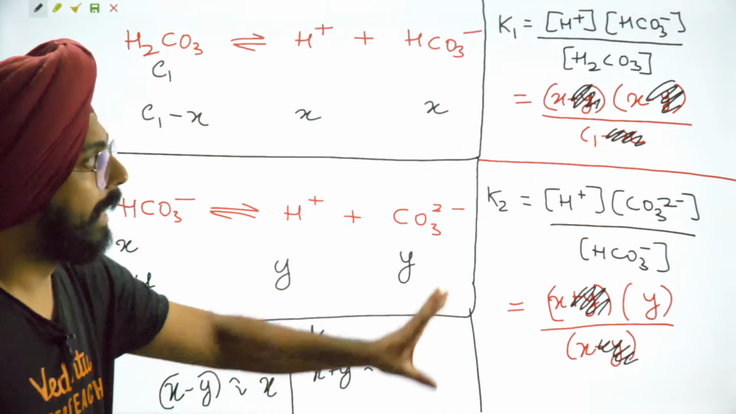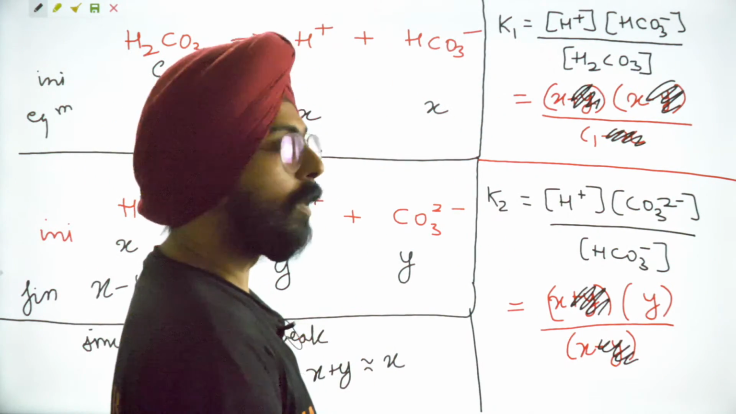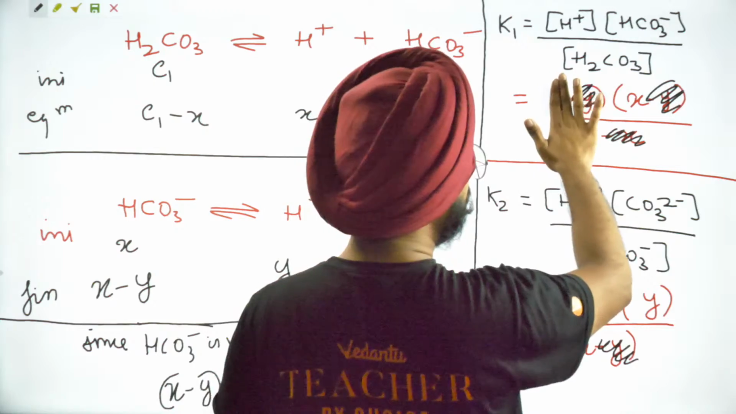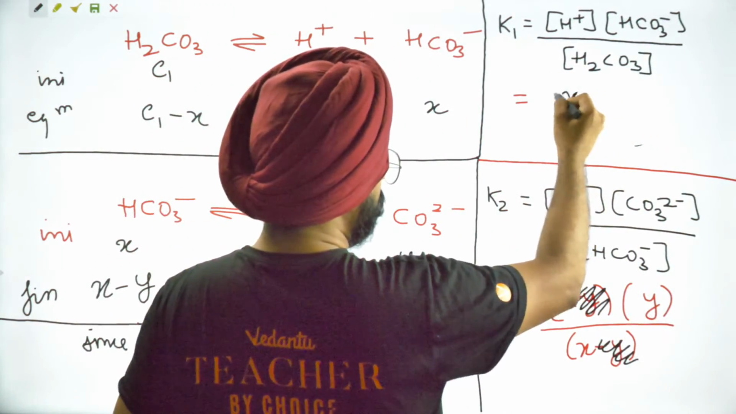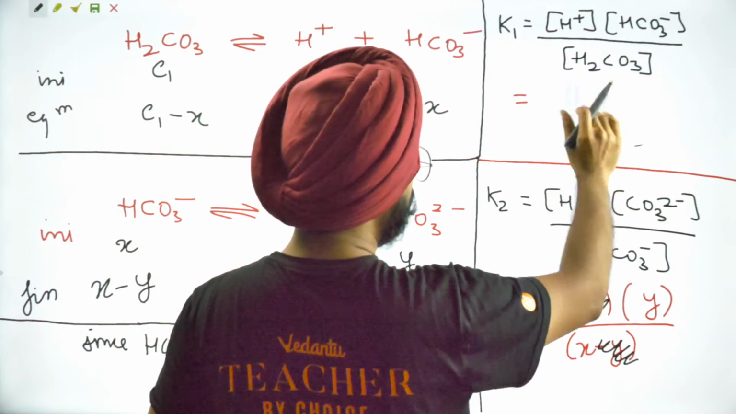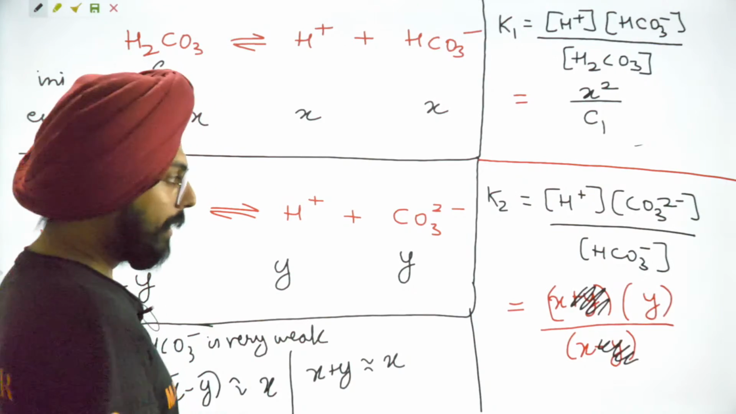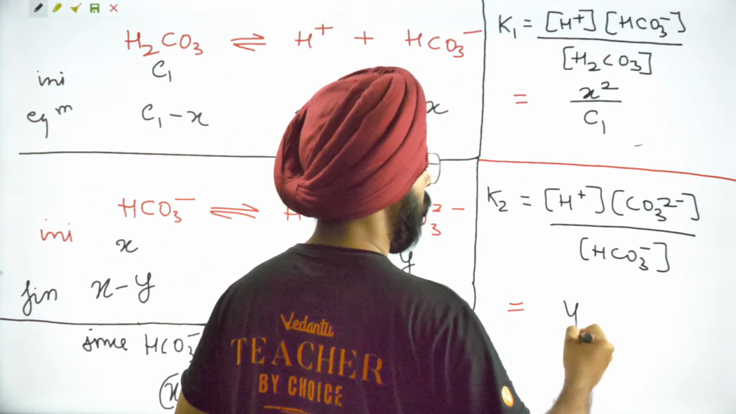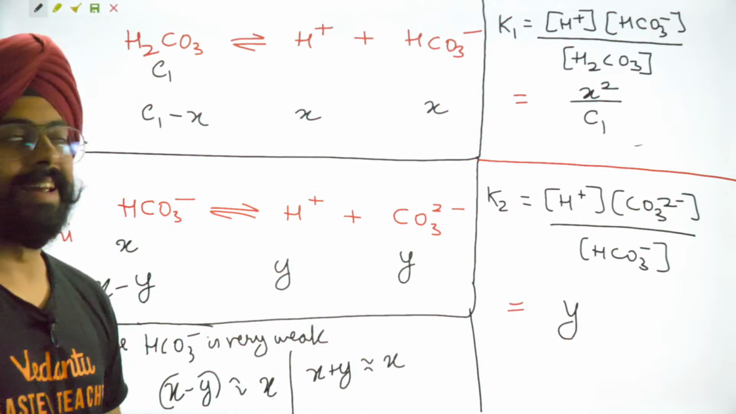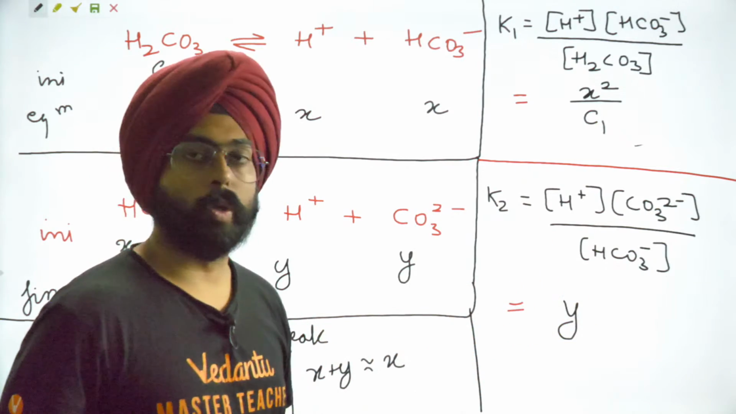So finally, after all these approximations, let's write the forms of these two equations once again. यहाँ से आ जाएगा x into x आ जाएगा, यहाँ पे ऊपर आ जाएगा x square by c1. यहाँ पे क्या आ जाएगा? Simply equal to y. K1 is equal to x square by c1. K2 is equal to y.